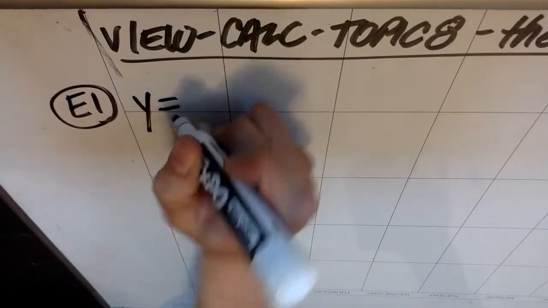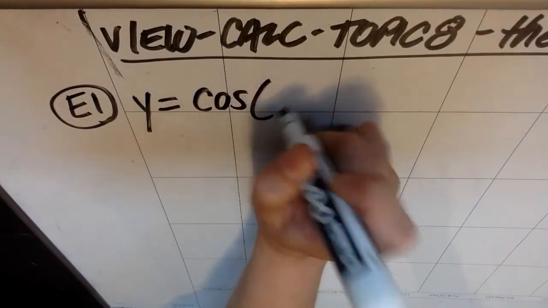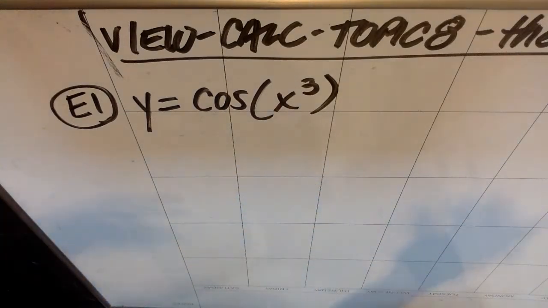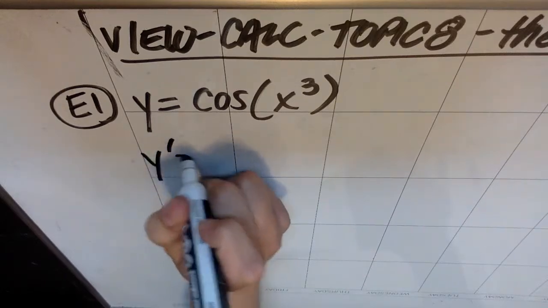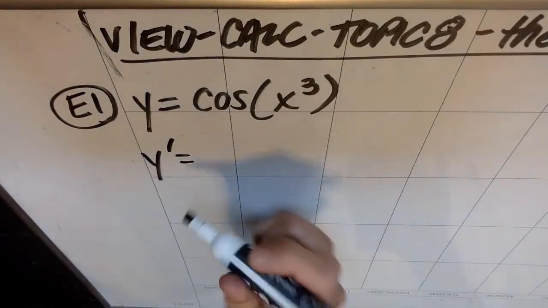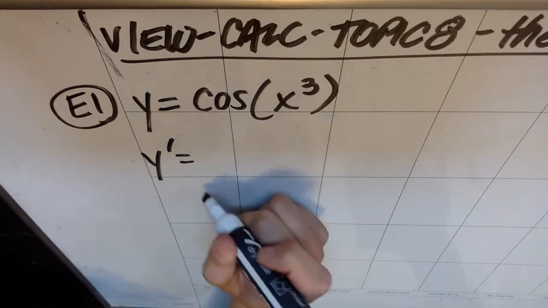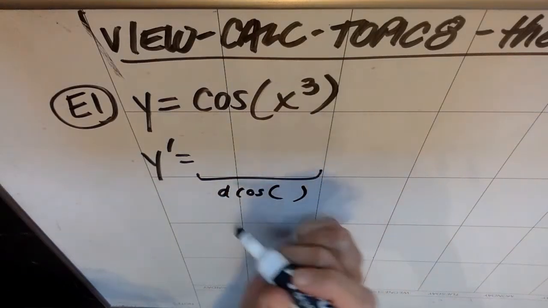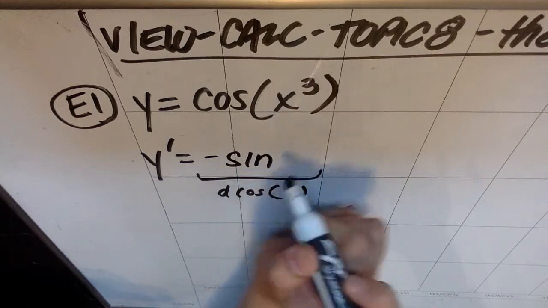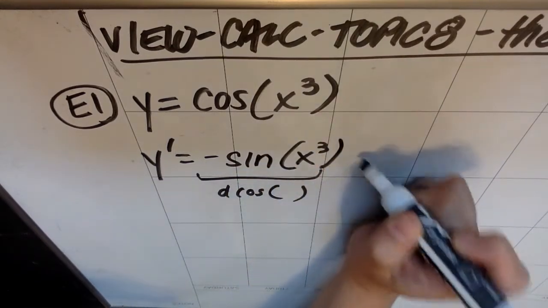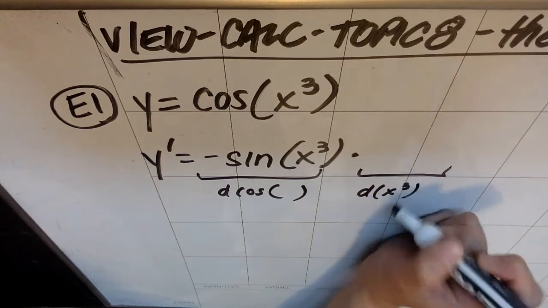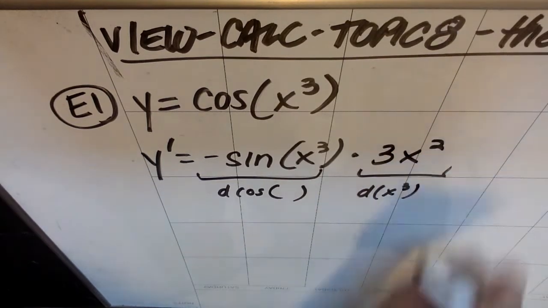we have y equals cosine of x cubed. See how that cubed is inside the cosine? Anytime there's a function inside another function, this is a chain rule. So your y prime is going to be the derivative of the outside function. So you're going to do the derivative of the cosine, derivative of cosine of stuff. The derivative of cosine is negative sine of the stuff, times the derivative of the inside stuff, which is the x cubed, so the 3x squared.